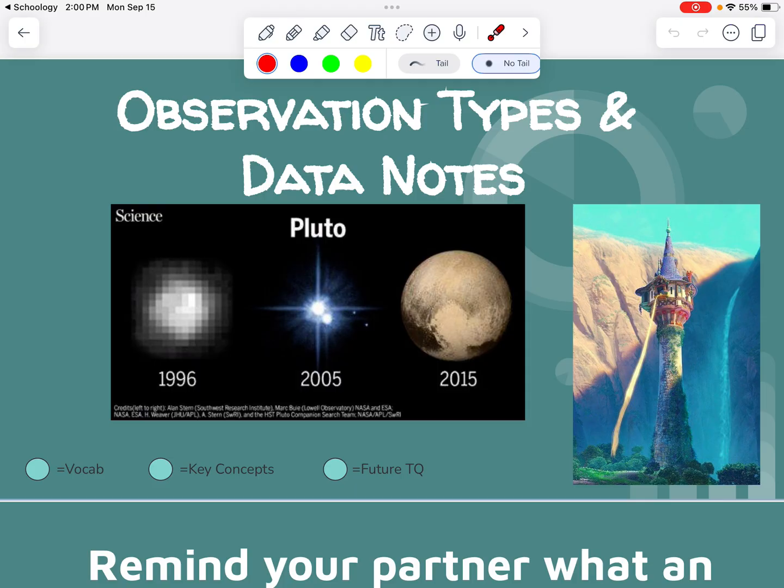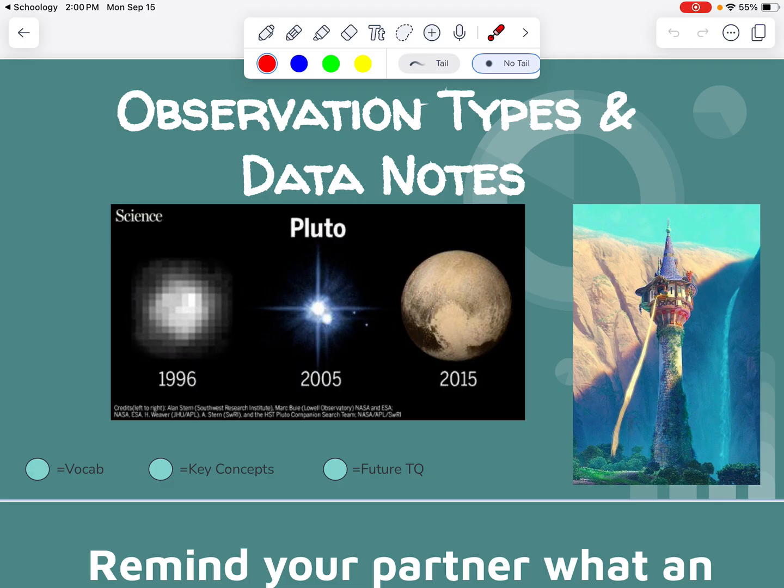All right, so today's mini lesson is about observation types and data notes, which ultimately leads us into graphing. I'm going to have you try graphing something tonight for homework. Obviously, when we look at this image of Pluto from 1996 versus 2005 when telescopes got a little bit better, and then the New Horizons space probe flew by Pluto in 2015, we can see our observations dramatically change. There's a lot to say about each one of them. Ultimately they're the same thing, but they look very different just because of our perspective.